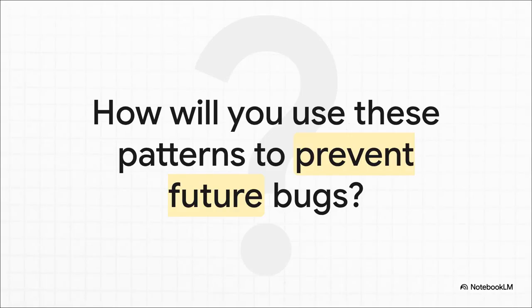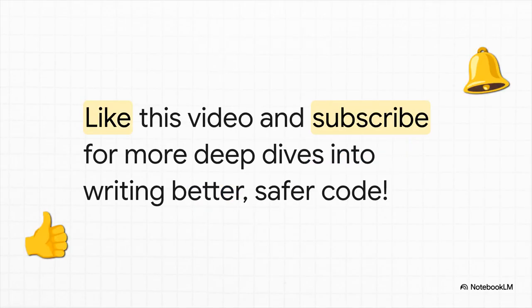So there you have it. We've gone from investigating mysterious errors to proactively designing bug-proof code. From simple typeof guards to the elegant power of discriminated unions and exhaustiveness checking, you now have a full detective's toolkit for mastering type narrowing. So the final question is, how are you going to use these patterns to prevent future mysteries in your own code? And that's a wrap on our investigation.